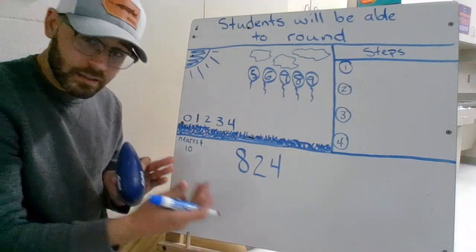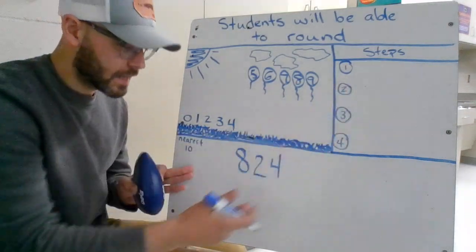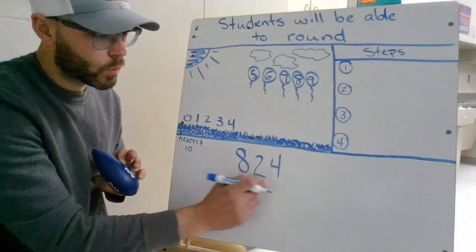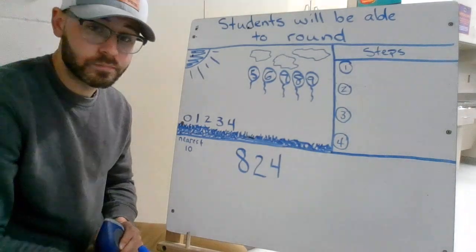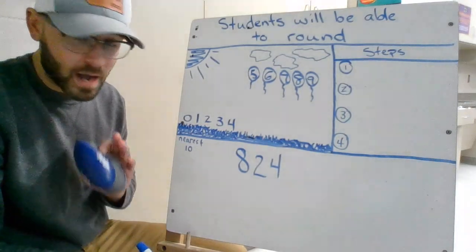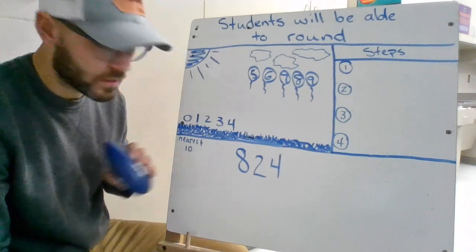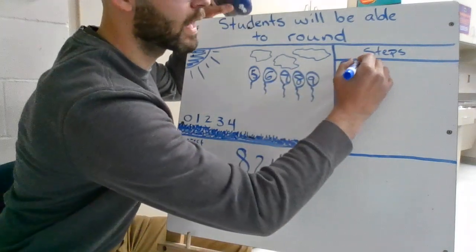So, let's give you an example problem as I list the steps. I'm going to round the number 824 to the nearest 10. The first step always is underlining the place value that you're looking for, the nearest 10. So I'm going to write down underline place value.